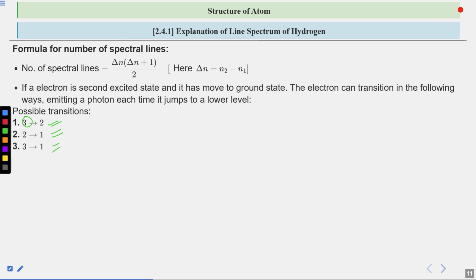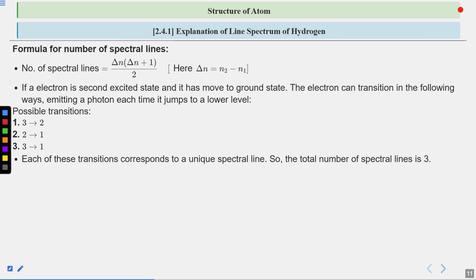Now in this case, it is very easy to calculate. But suppose you are asked that an electron is coming from the 5th state. Then in that case, what will be the number of transitions? That is very difficult to understand, because you can have multiple transitions. So to do this in a simple way, we have a formula. We know that our initial state is the second excited state, which is n equal to 3, and the final state is the ground state, where n is equal to 1.